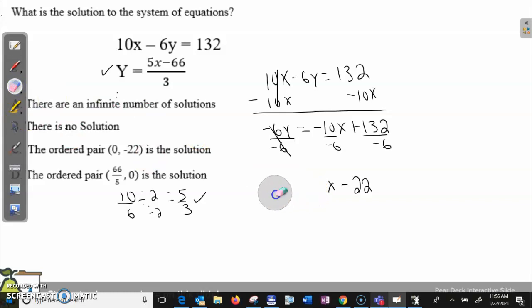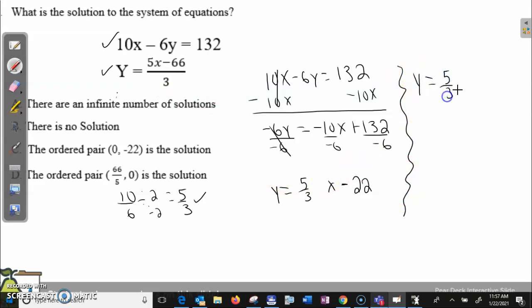So let me erase this. Y equals 5 over 3x minus 22. So the top one is now ready. So check. Now if you look at the bottom one, there's only one thing you need to fix. You have to divide both of those numerators by the denominator, which is 3. So here's part 2. This is y equals 5 over 3x, and then negative 66 divided by 3. That can be simplified. I'm going to write it right next to it.